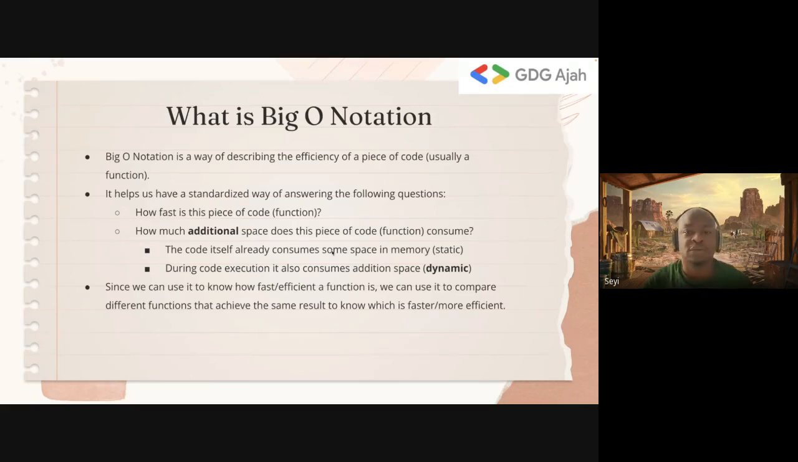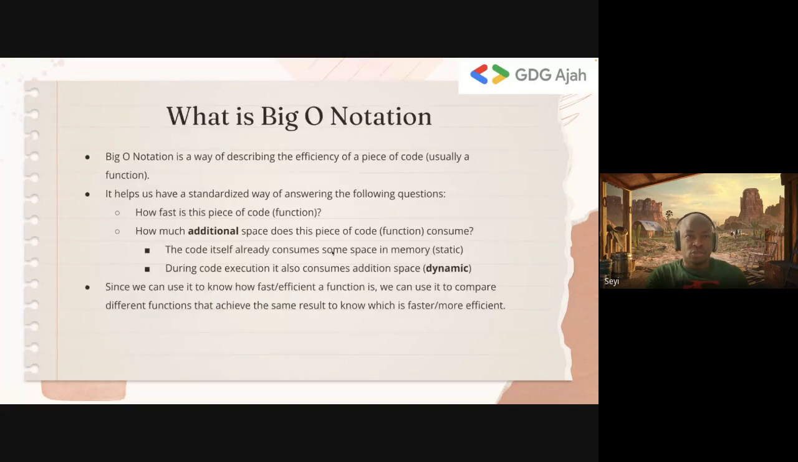So Big O notation is a way of describing the efficiency of a piece of code, which is usually a function since we group codes into functions. So it helps us have a standardized way of answering the two questions I said earlier. How much additional space does it consume, and what is the time complexity? So the key thing to notice is that once we know how fast a function is, then we can compare it to different functions, and then we can know which one is faster or more efficient. And then that can aid us in what we're choosing.